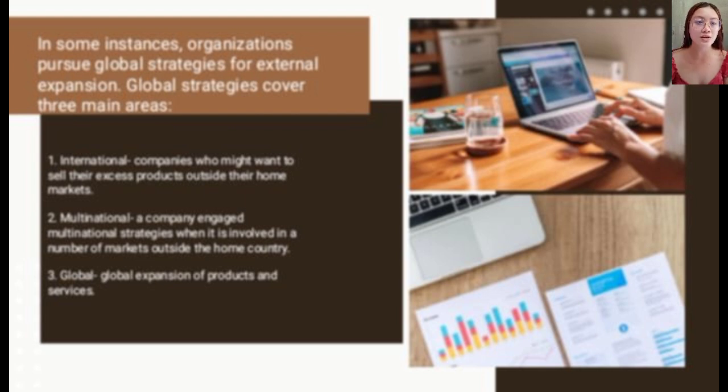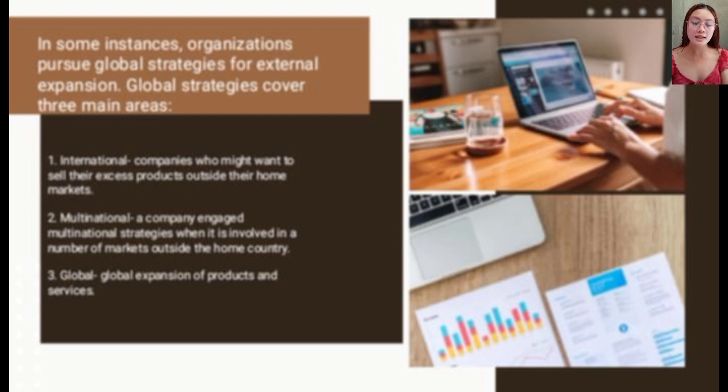These are companies who might want to sell their excess products outside their home markets. So the international strategy is more like exporting, where a company simply ships its existing products to another country.